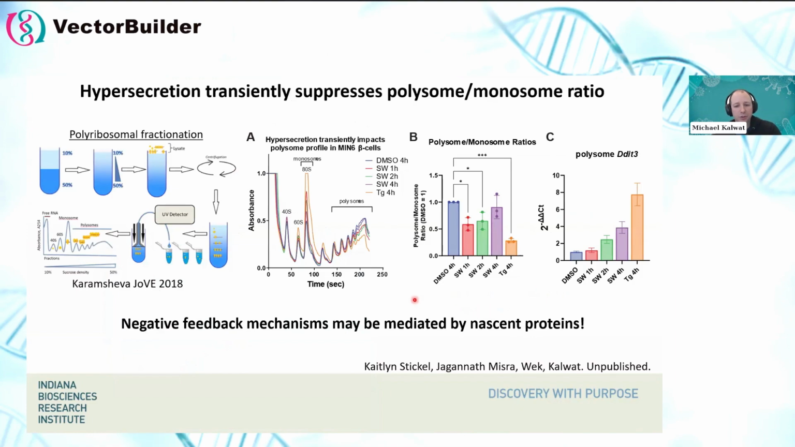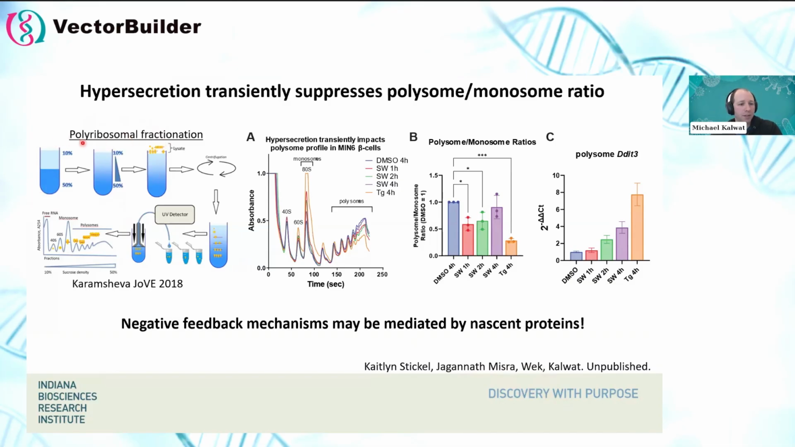So I'll just show some recent preliminary data that we've collected to try to get at this, because this feedback response happens so quickly. It could be due to altered translation. We did see a small change in the ER stress response pathway, but it was transient. So to look at translation, we used this assay called polyribosomal fractionation in collaboration with Ron Wek's lab here at IU and his research associate, Jagannath Misra.